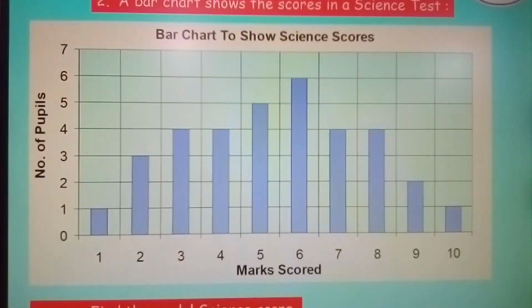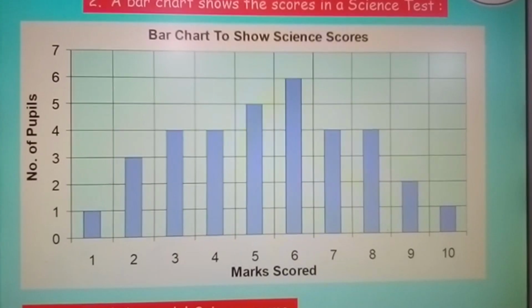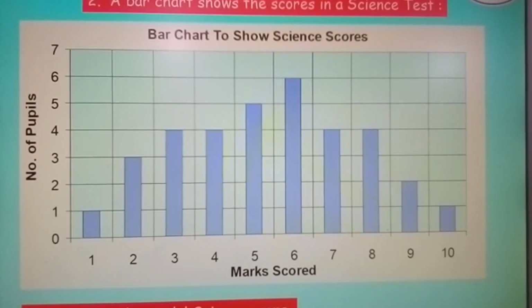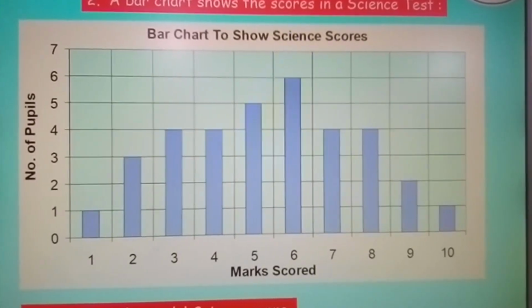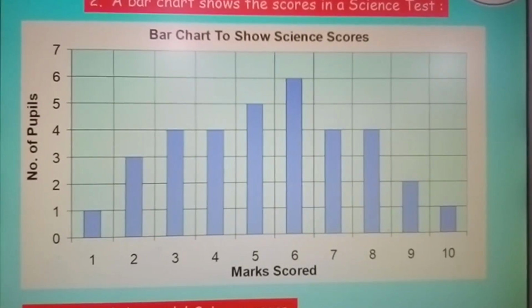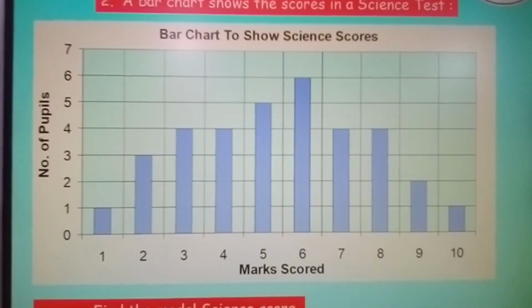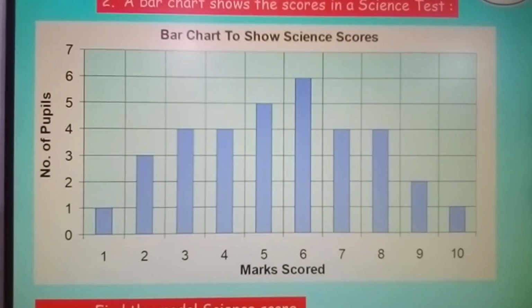Okay, to extend that further. Questions on mode. A bar chart shows the scores in a science test. Bar chart to show science scores. Find the modal science score. Now obviously it is the score that occurs the most often, or the one that lands most often, basically.